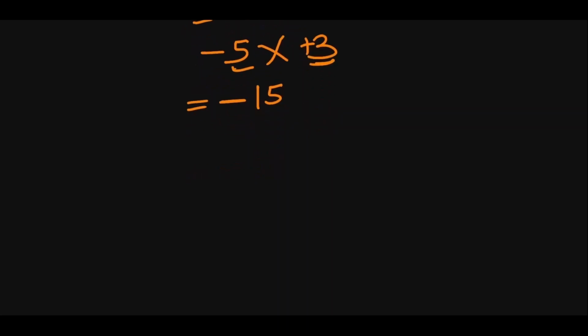So what I'm saying in essence is that even if you had 5 times minus 3, the answer is still minus 15 because minus is involved. It doesn't have to belong to the bigger number. It will still be minus 15.